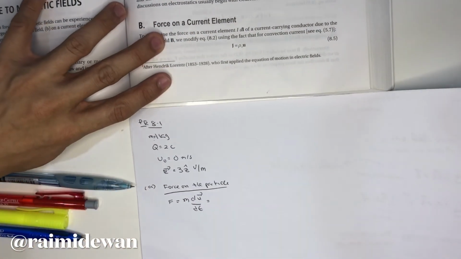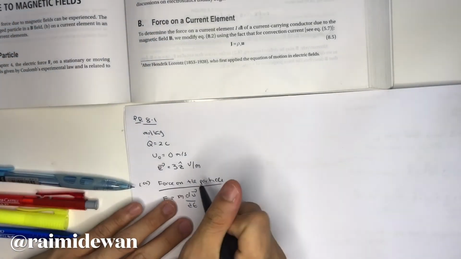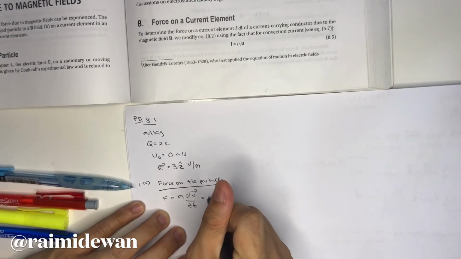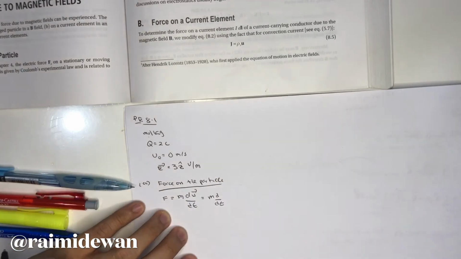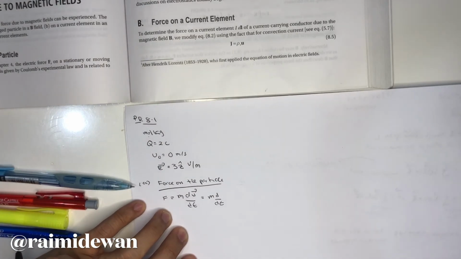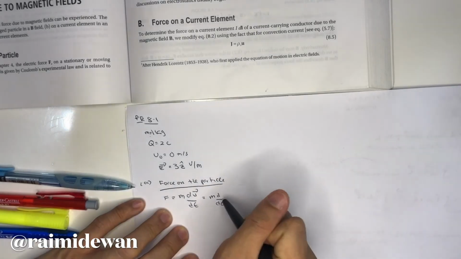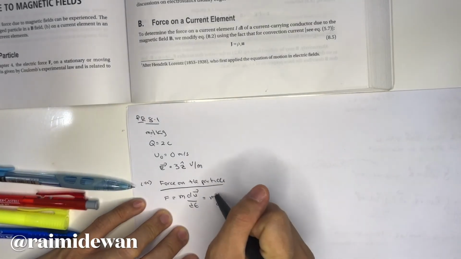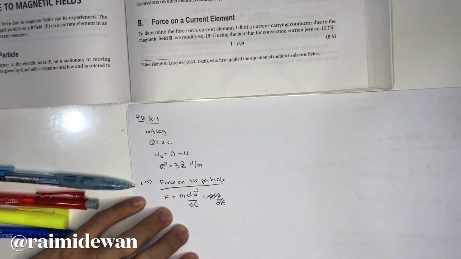So your M, first you do the differentiation, your M d over dt. Sorry, I already wrote it here, why do I write it again. F equals M du per dt.